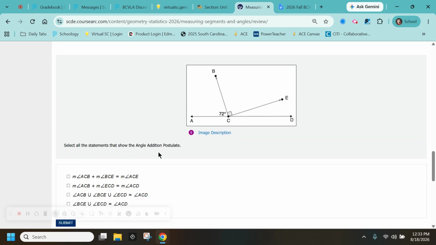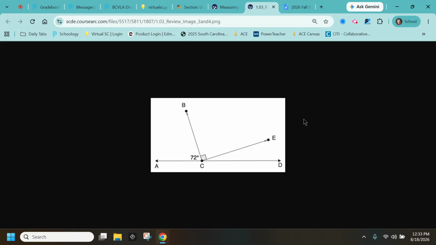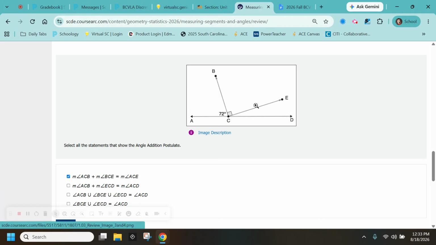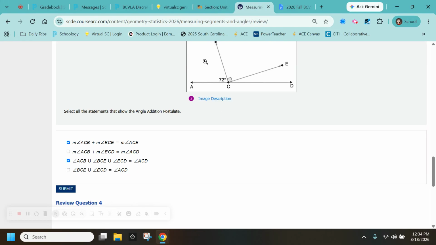Select all the statements that show the angle addition. So ACB and BCE should equal ACE. That is correct. ACB plus ECD is equal to ACD. No, because it's missing this angle here. ACB, BCE, and ECD. Correct. BCE and ECD. No.